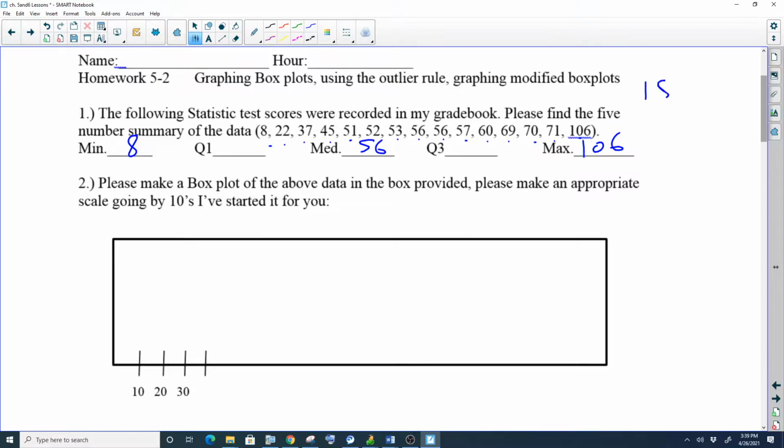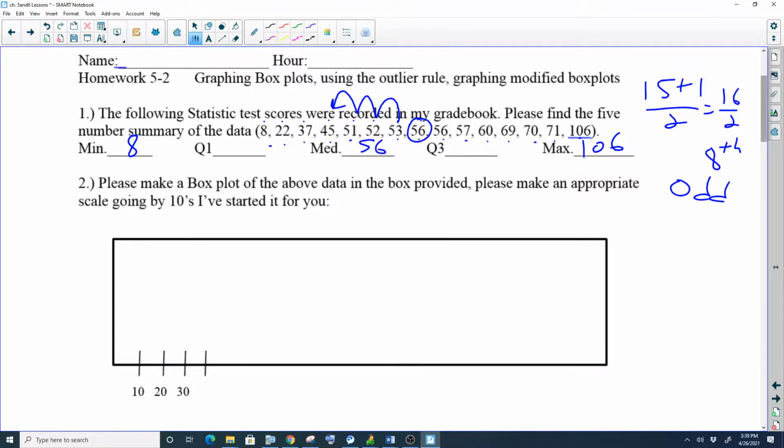And if you remember, there's 15 numbers. So 15 numbers plus 1 divided by 2, so 16 divided by 2 is the 8th number, which is going to be the median because it's an odd set of data. So 1, 2, 3, 4, 5, 6, 7, 8. So that's the median. And so you start on the number to the left of the median here, and you work your way into the middle.